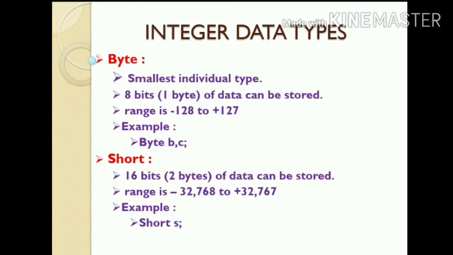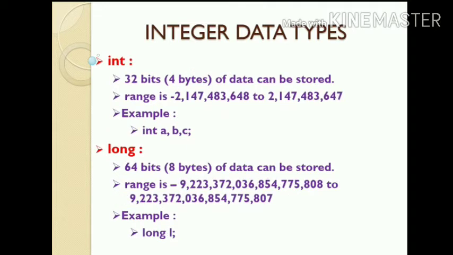Next, short. Short consists of 16 bits of data, that is 2 bytes of data can be stored. The range of the short data type is minus 32768 to plus 32767. For example, it can be written: short s; s is the variable, short is a data type.